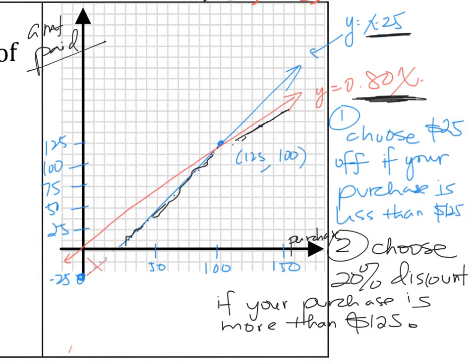$300, let me work it out here. So if I use $300 as the purchase amount, okay, so 300 minus 25 would just be 275. And this will refer to this graph. And if you take 20%, so that would be 80 over 100 times 300.